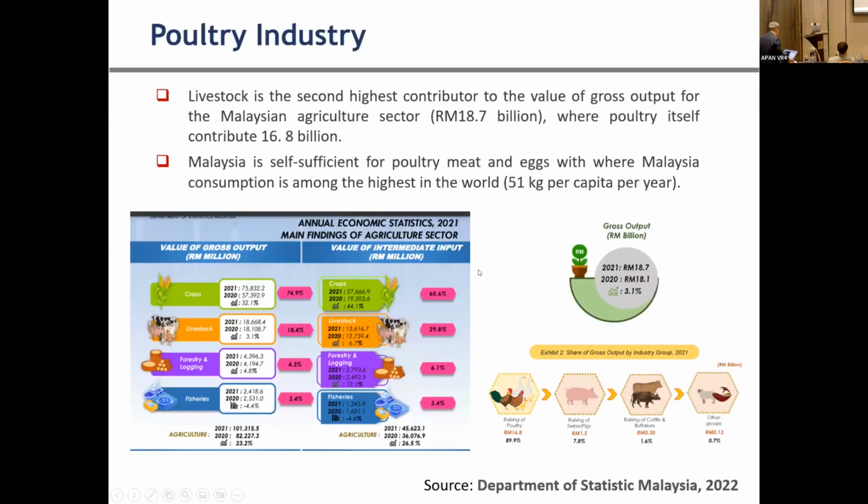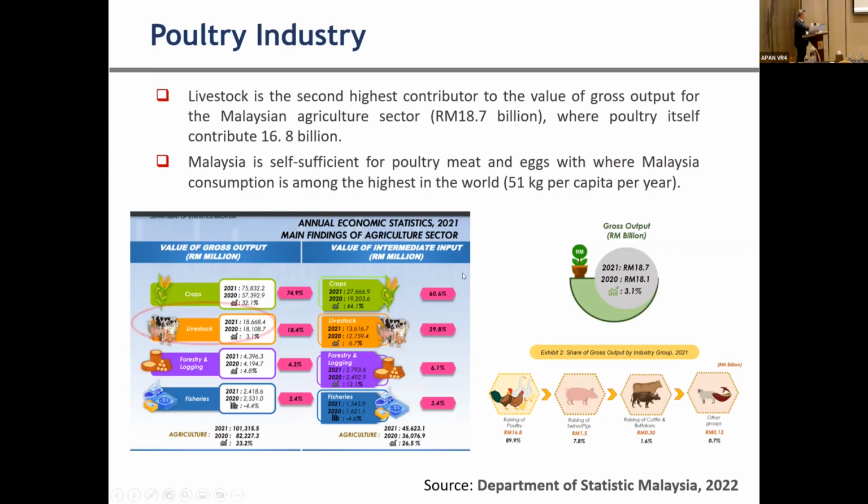Okay, so basically the poultry industry in Malaysia has grown significantly at about 5% annually and has contributed almost 90% of livestock production and 75% of the farm value of the livestock industry in the country. Livestock is the second highest contributor to the value of gross output for the Malaysian agriculture sector.